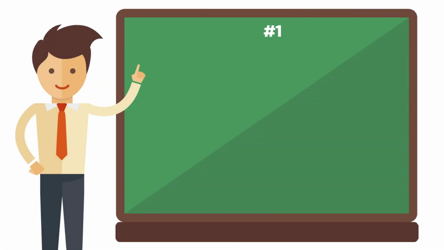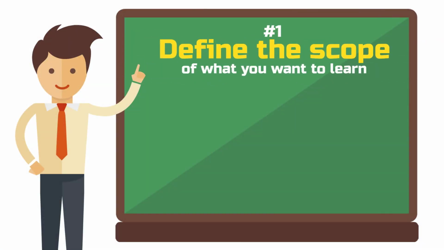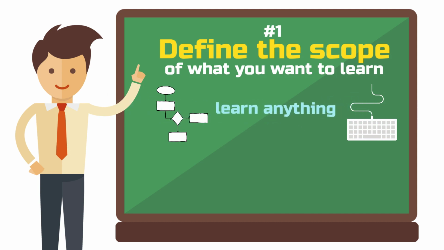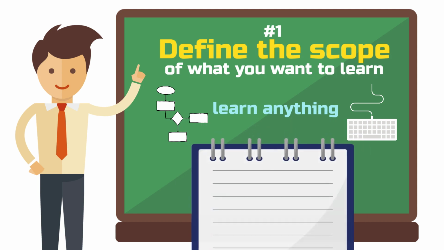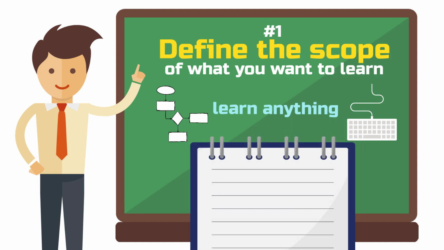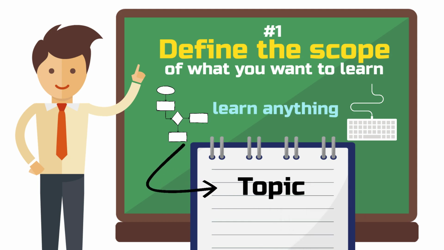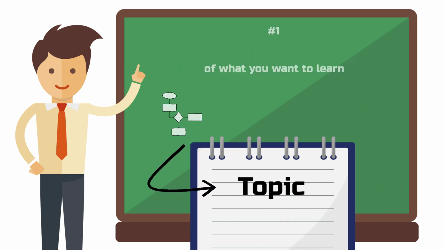Step 1. Define the scope of what you want to learn. First and foremost, you should determine the field in which you want to acquire genuine knowledge. This can be a model from your lecture notes, or it can be a new programming language. The Feynman Technique really works with any topic you can imagine. Take a sheet of paper or open a new page in Notion. The title of your note should be the same as the topic you want to learn.